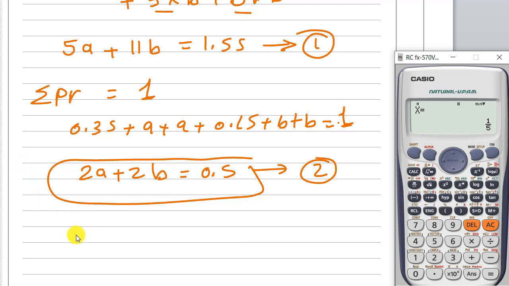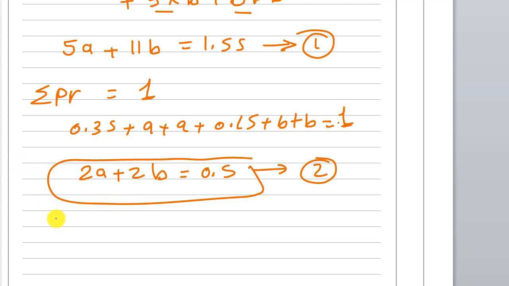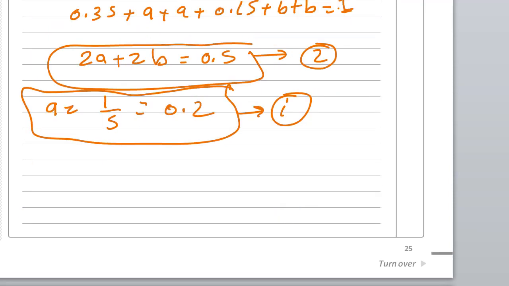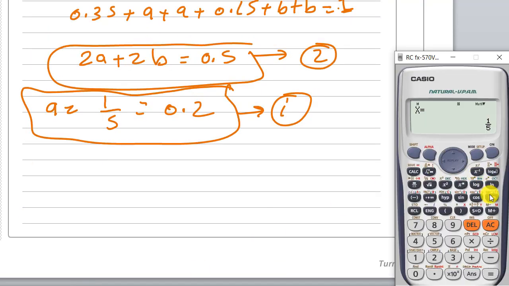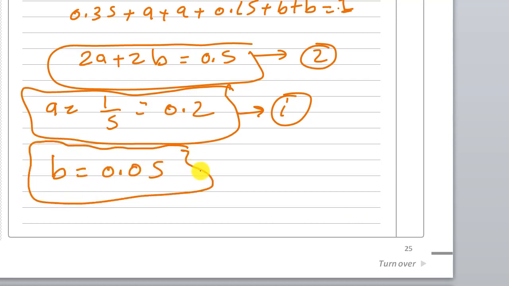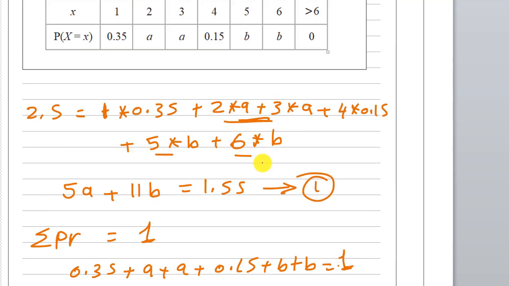So A is equal to 1 over 5, which is equal to 0.2. And this is the first part, which is I. The second one, B is equal to 0.05. And this is the second part of the question. Okay, let us go ahead.